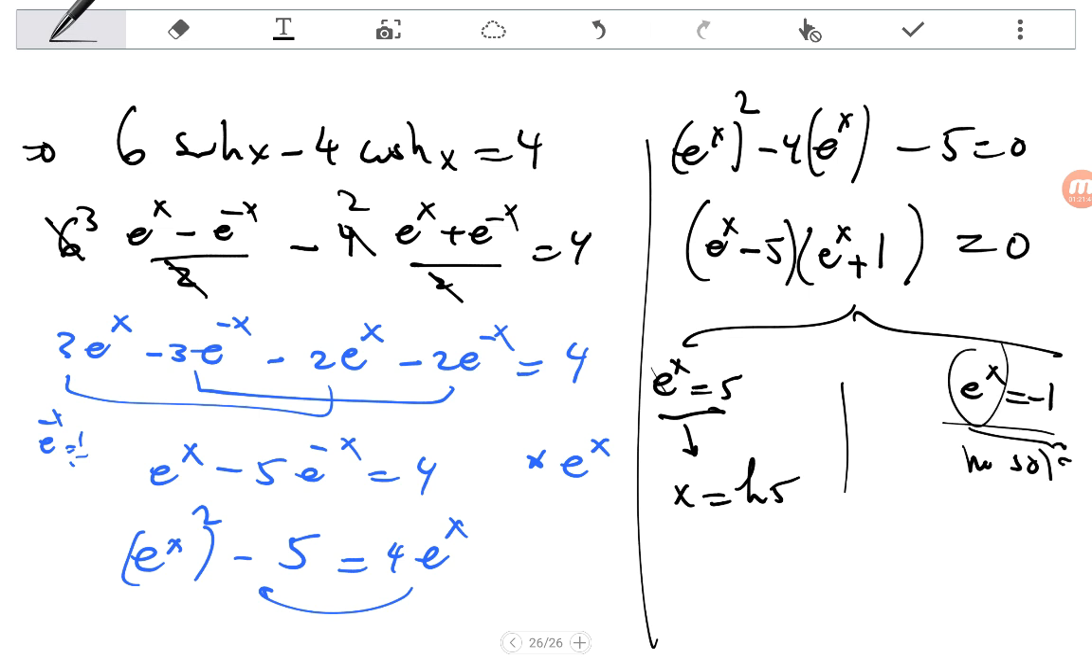Why? An exponential is never negative. Okay? It is always positive. So in that case, we have only one solution. What is the whole solution set? It is ln 5.